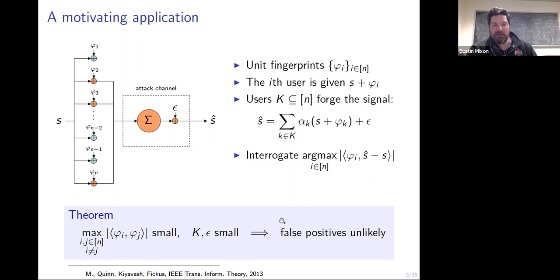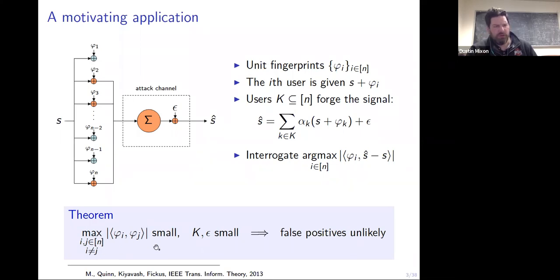The theorem here is that if the fingerprints look different from each other in a certain way, and there aren't too many culprits, and they don't add too much noise, then it turns out that this person we interrogate is likely to be a culprit. The false positive is unlikely.